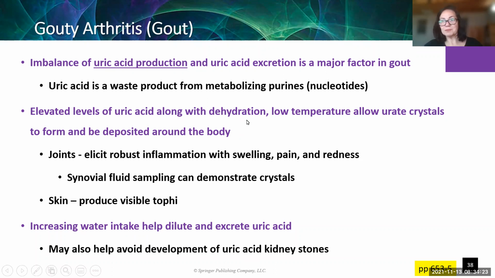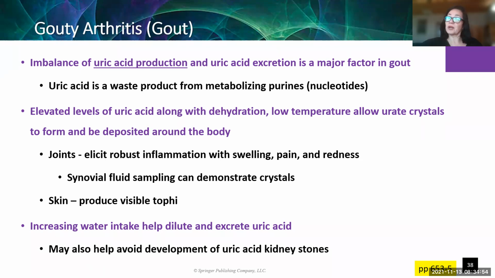Not everybody develops gout, however. What we see in somebody with gout is, of course, elevated level of uric acid, but you'll see that sometimes in other patients that don't have gout. Along with the elevated levels of uric acid, we often associate dehydration with this. Low temperature, curiously, which may actually help explain why one of the first places that people experience pain from gout is in the big toe.